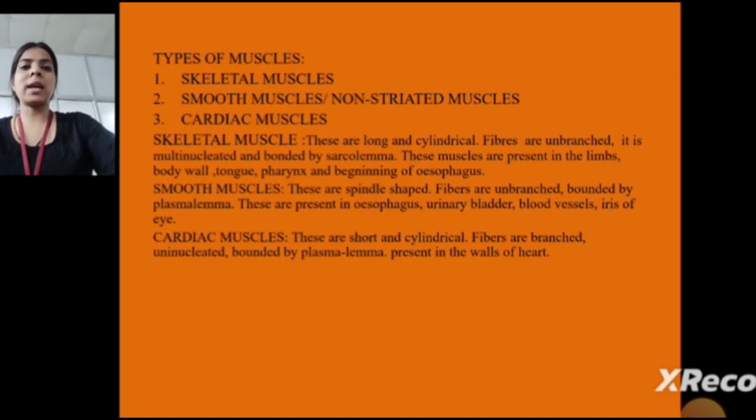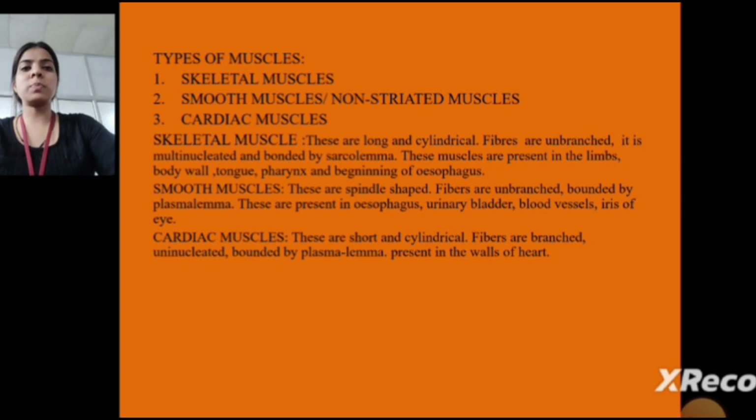So what are the types of muscle? We have skeletal muscles, smooth muscles, and cardiac muscle. Skeletal muscles are long and cylindrical. Their fibers are unbranched, multinucleated, and bounded by the sarcolemma. They are present in the limbs, body wall, tongue, pharynx, etc.